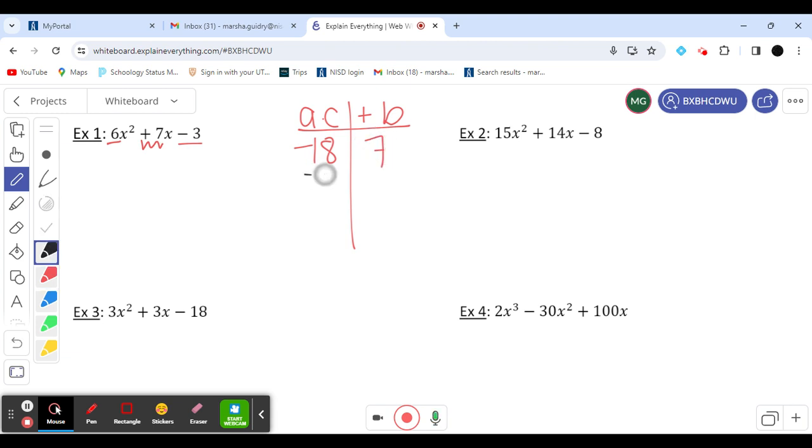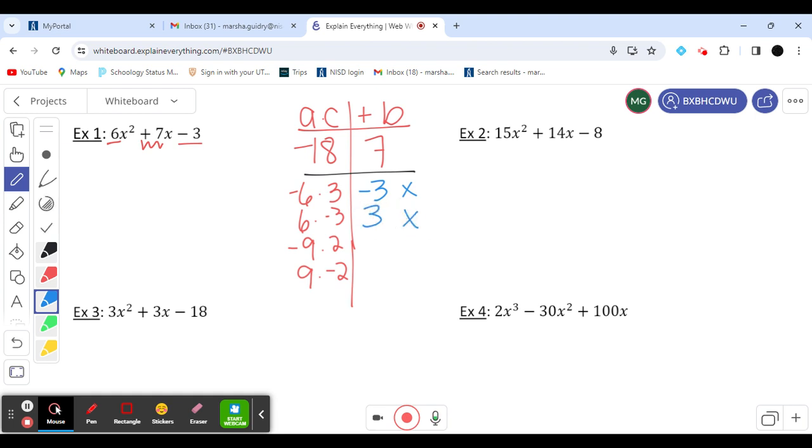So let's list out our factors of negative 18. We've got negative 6 times positive 3, positive 6 times negative 3. We could do negative 9 times 2. We could try positive 9 times negative 2, and so on. So here are some factors. We want them to add to make 7. So what is negative 6 plus 3? That gives us a negative 3, not what we wanted. 6 plus negative 3, or 6 minus 3, ends up giving us 3.